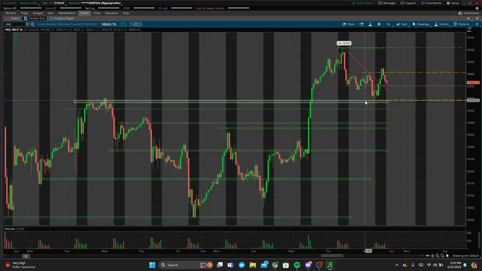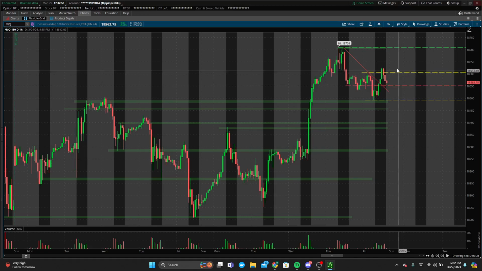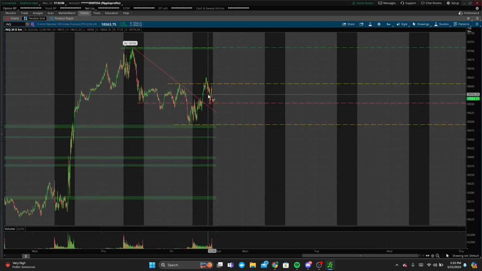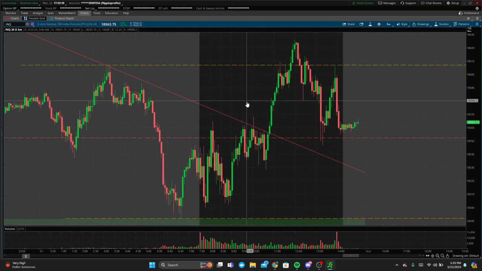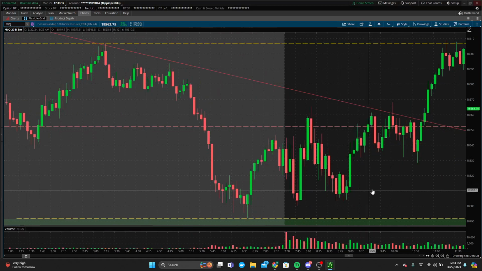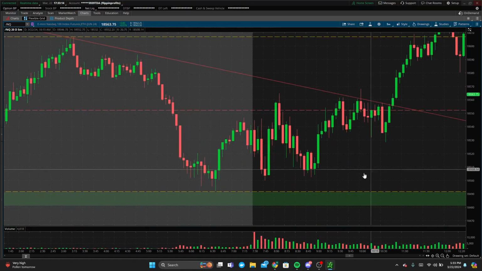Few things I was watching. So I had that zone here. I had that pre-market low. I had yesterday's low of day. I had the pre-market high, and I had yesterday's high, that all-time high, as well as this resistance that we had from the all-time high to the pre-market high, and kind of extended through today's price action. So let's take a look at the first trade that I took, and why it was a mistake.